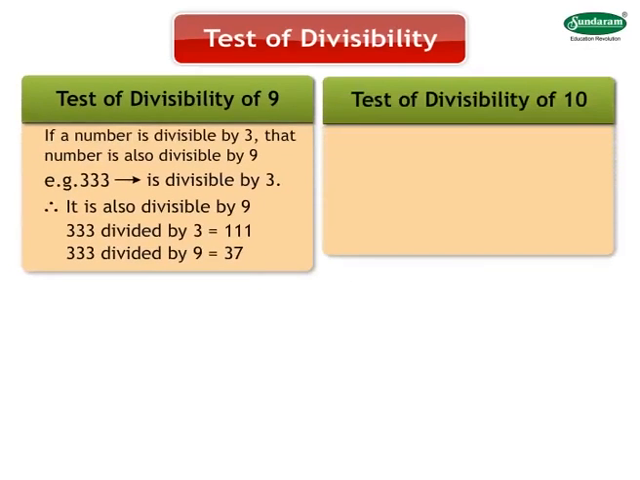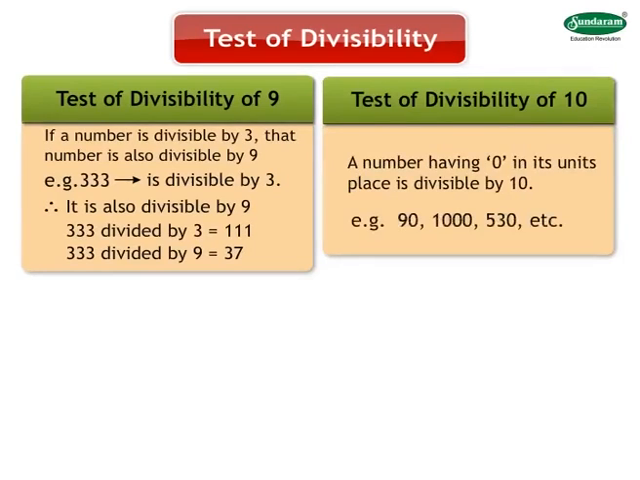Test of divisibility of 10. A number having 0 in its units place is divisible by 10. Example: 90, 1000, 530, etc.